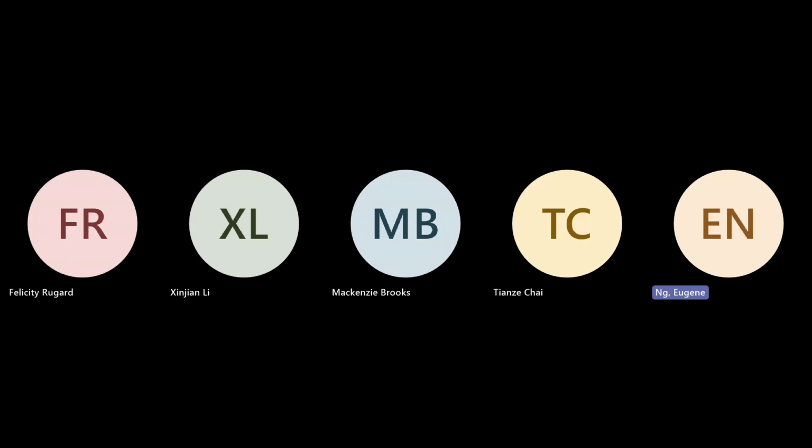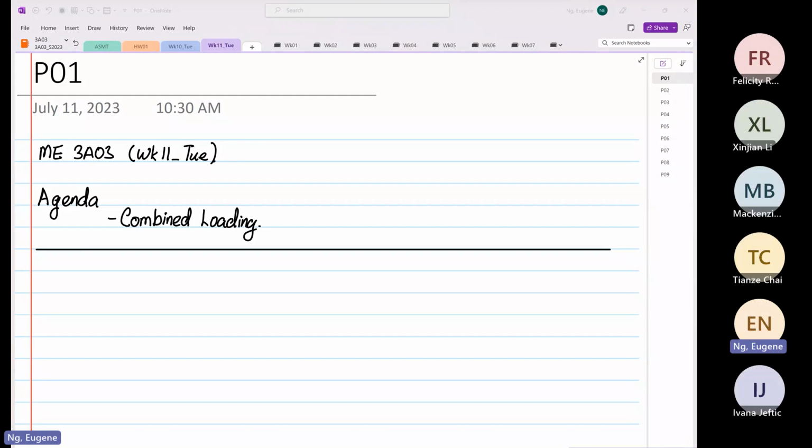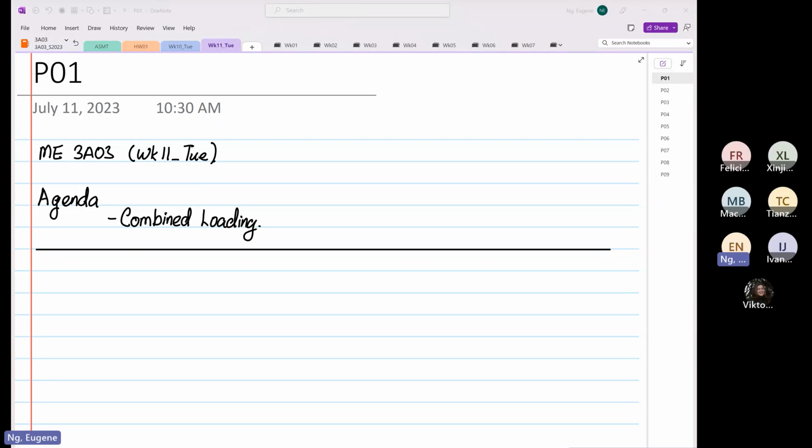Right. Good evening. So this is Mechanical Engineering 3803, week 11. Our agenda today is on combined loading.